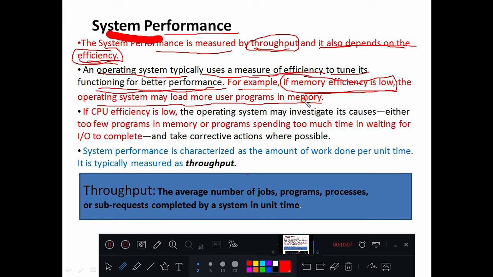Let us say 500 KB of that 1 MB is utilized to store one program. Only 500 KB will be left free, right? So in that case I can say the memory efficiency is just 50%. So 500 KB divided by 1 MB, you will get 50%.